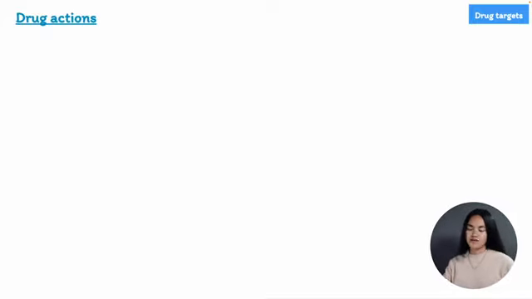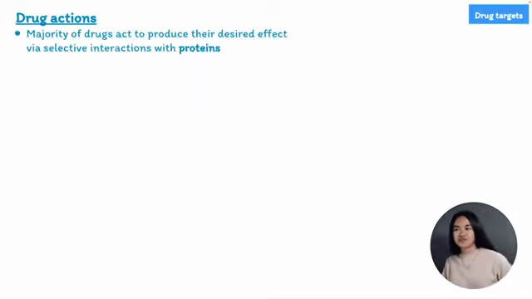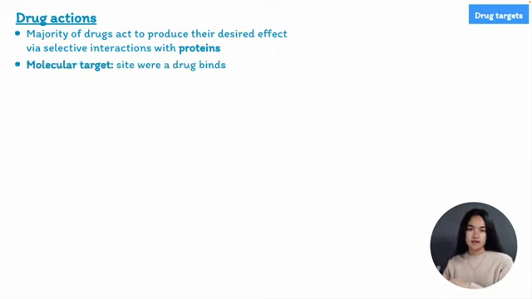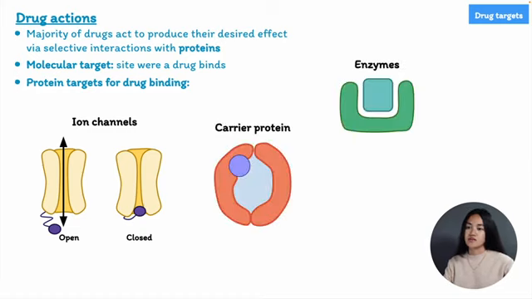All right, now the majority of drugs produce their effects via selective interactions with proteins. So they will bind to a protein and alter the function of that protein. We refer to the site where a drug binds to exert its action as a molecular target. Although protein molecules aren't always the molecular targets of drugs, they just make up the majority of them. And we can divide these protein targets for drug action into 4 main groups. We have ion channels, carrier proteins, enzymes, and receptors.